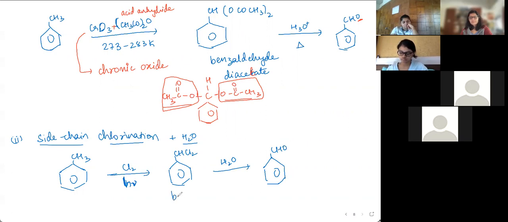So this is called benzyl chloride. Benzyl chloride would be CH2Cl. Benzyl chloride means यहाँ पे CH है because it looks like a derivative of benzaldehyde. Okay.